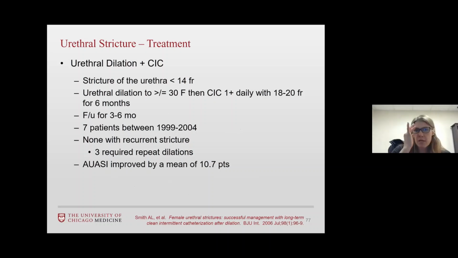This was a study looking at urethral dilation with CIC. It was a stricture of the urethra that was less than 14 French. They dilated to greater than 30 French and had them do CIC once daily with an 18 to 20 French catheter for 6 months. They only followed them for 3 to 6 months, and it was just 7 patients, but they said none had recurrent stricture, but 3 required repeat dilations.